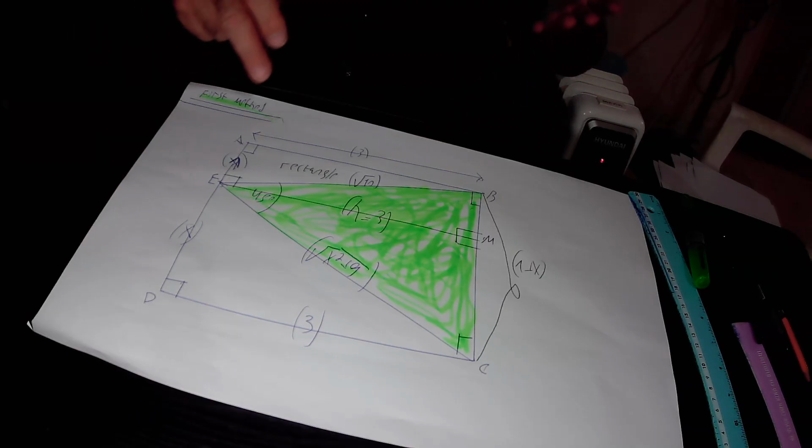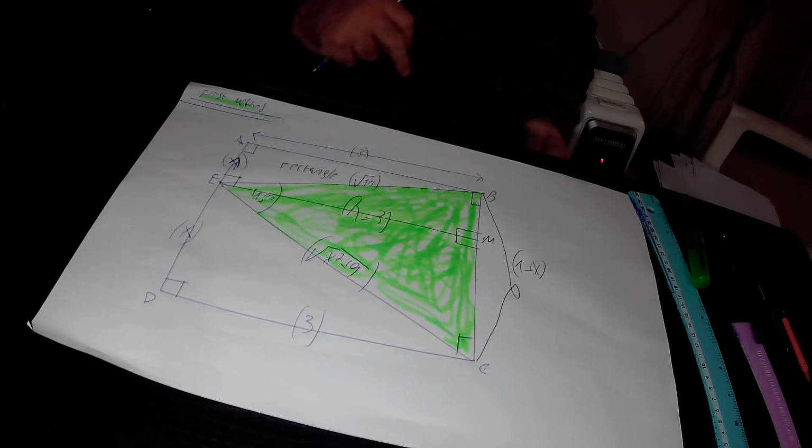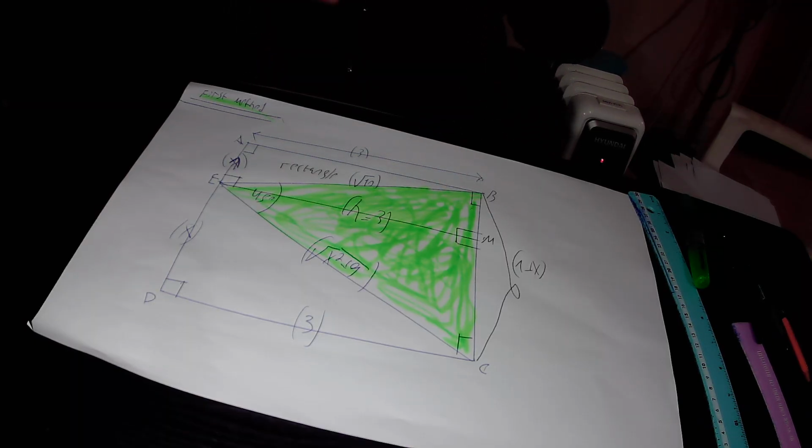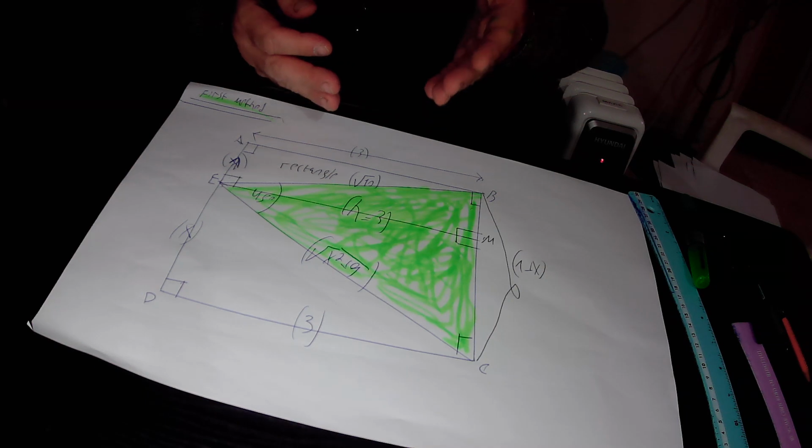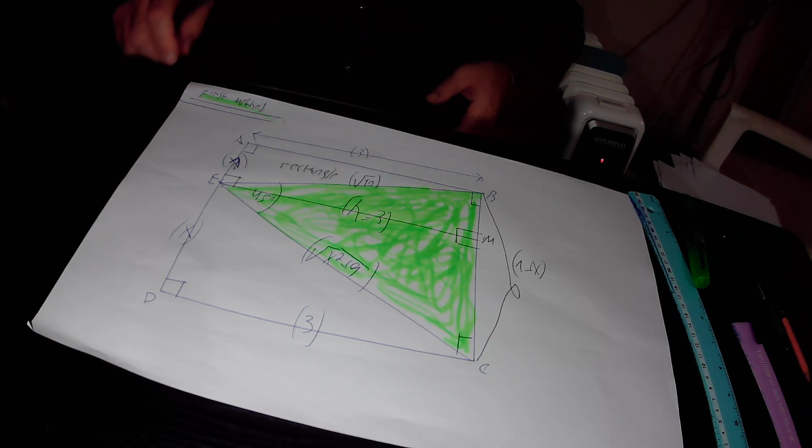Our task is to find the area of this green shape. The green shape is actually the green triangle ABC. So we calculated the area of this green triangle ABC using two different methods. And then we created equation 3 that says that the area of this green triangle ABC according to the first method of calculation must be equal to the area of this green triangle ABC according to the second method of calculation.